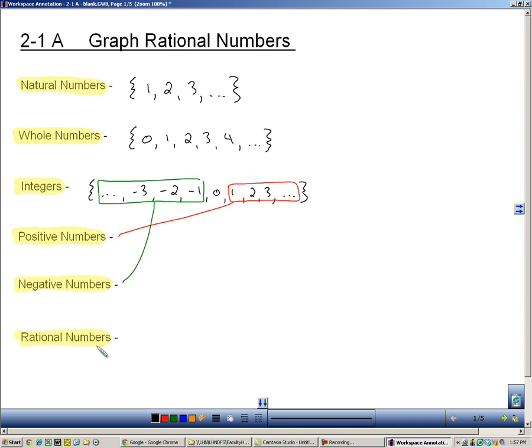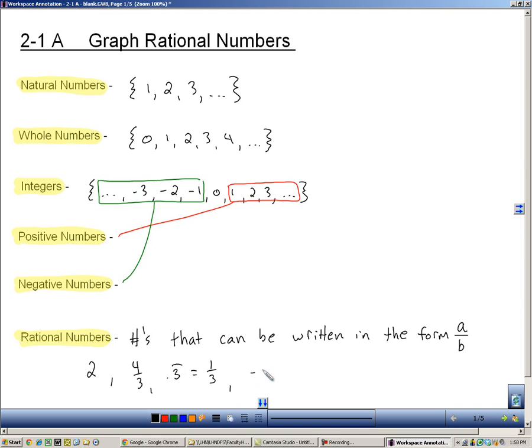And that finally brings us to the rational numbers. Rational numbers are numbers that can be written in the form a over b. In other words, they can be written as a fraction. All of these numbers up here are considered rational, as well as any fraction that you can think of. 2 is rational because it can be written as 2 over 1. 4/3 is rational. 0.3 repeating is rational because that's the same as 1/3, so you can write that decimal as a fraction, and therefore it's a rational number. -12 is rational. Pretty much any number that can be written as a fraction is considered a rational number.